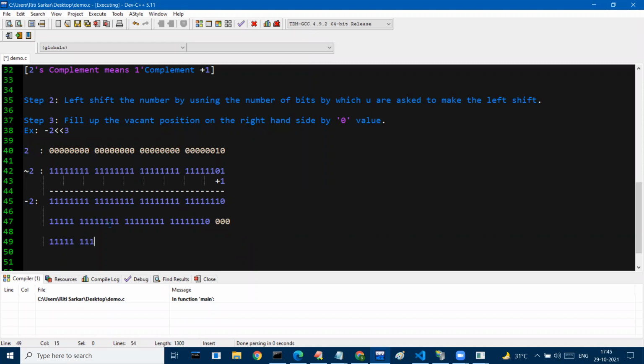Next. From here, 1, 2, 3, 4, 5, 6, 7, 8. From here, 1, 2, 3, 4, 5, 6, 7, 8. From here, 1, 2, 3, 4, 5, 6, 7, 8.